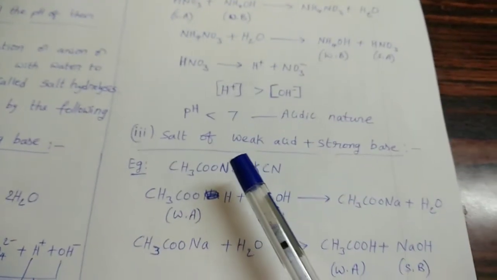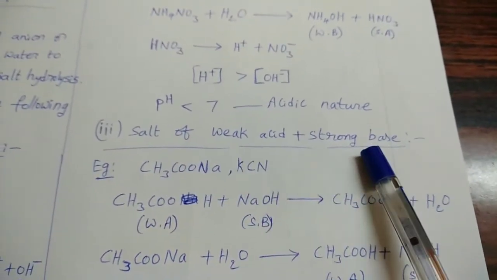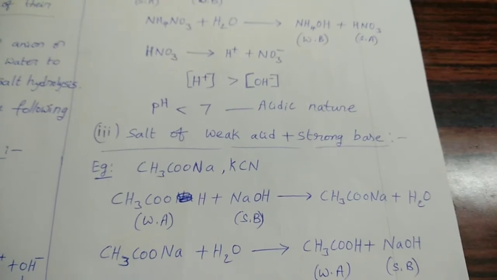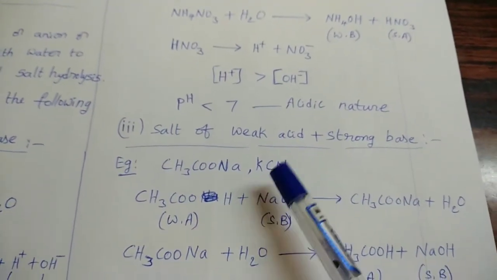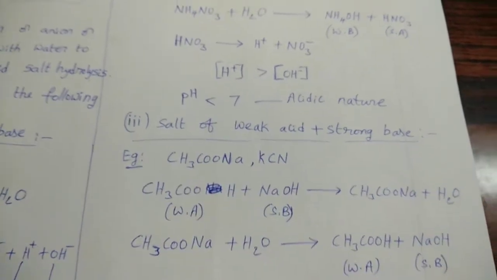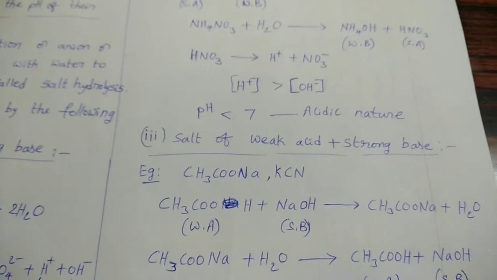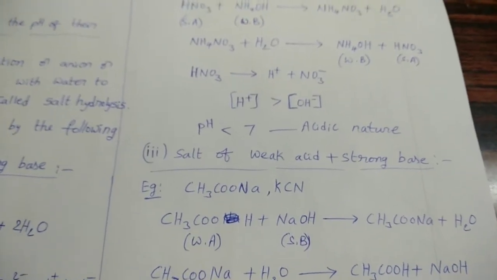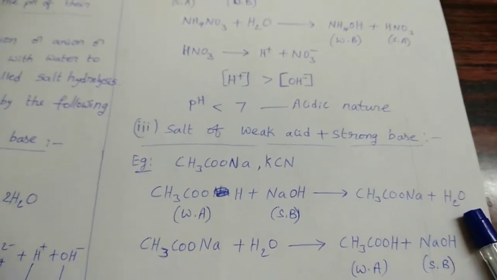Now see the next combination. Salt of weak acid and strong base. Example, sodium acetate. Formula CH3COONa, potassium cyanide KCN. Here CH3COONa. Weak acid CH3COOH reacts with a strong base NaOH. Then we can get CH3COONa plus H2O.